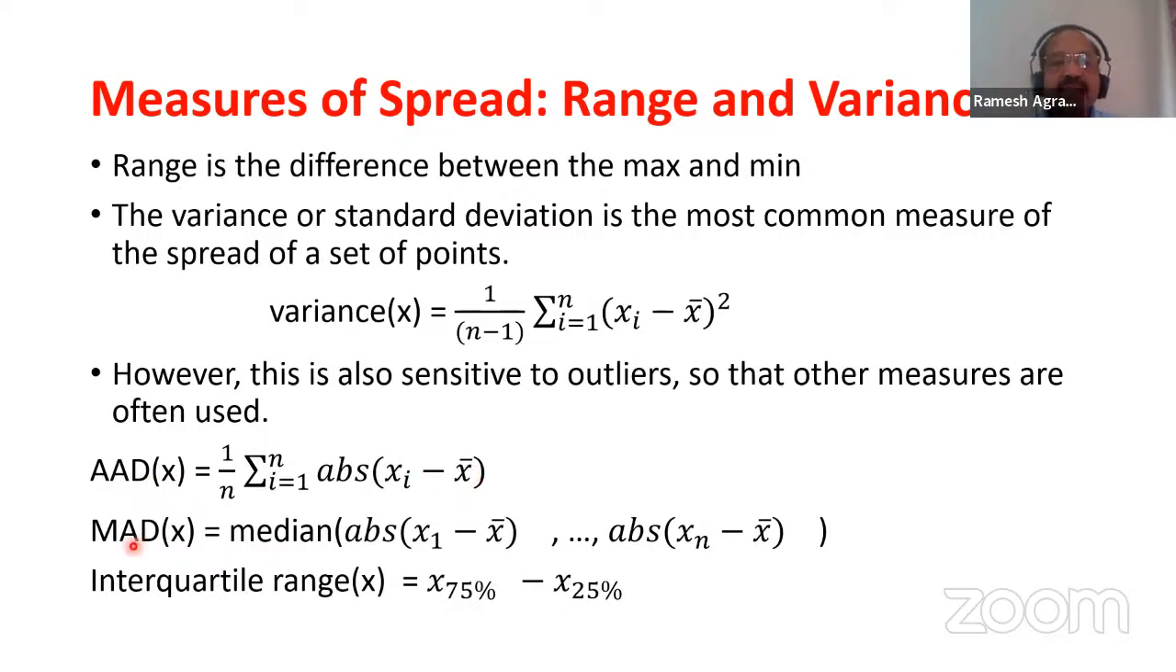Then you have the median absolute deviation. Your first step will be the same as AAD. After finding this absolute difference with respect to the mean, you find the median of this data.